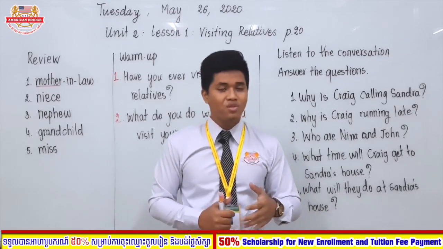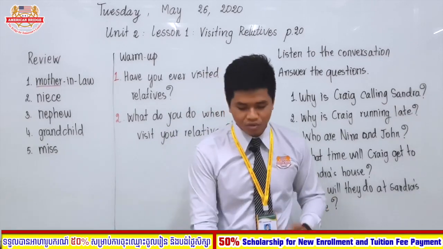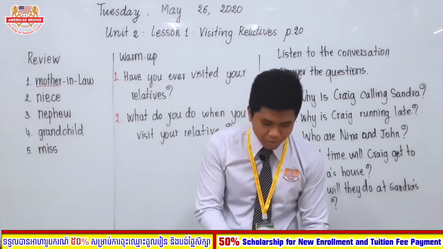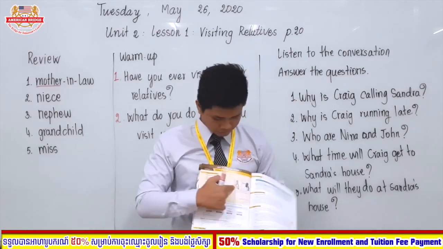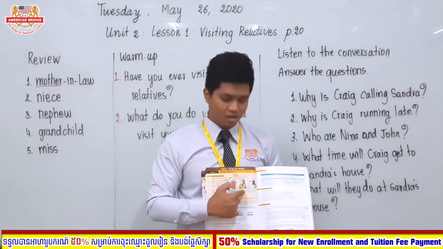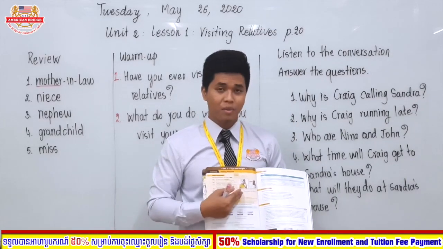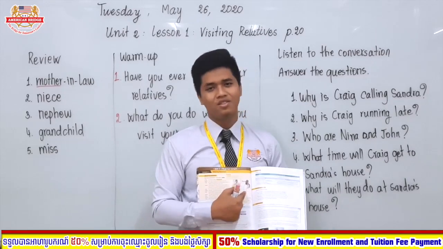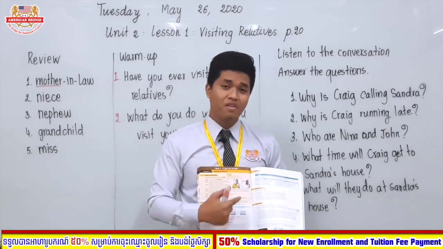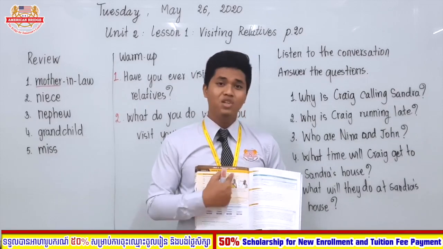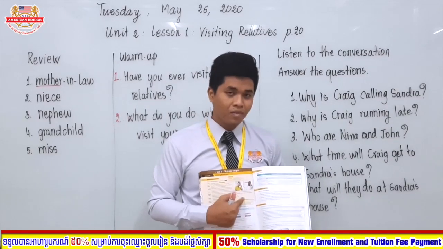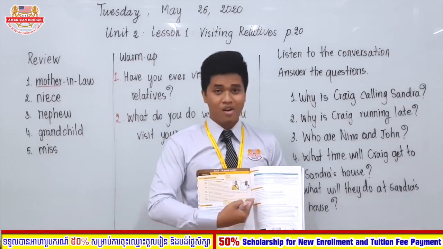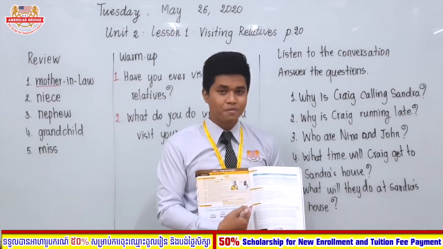Okay, if you want to see their face, you can open your books to page 20. So here on page 20, you can see there are two people, a woman and a man. As you can see, the man is younger than the woman. Can you guess their relationship? Are they mother and son, or brother and sister?